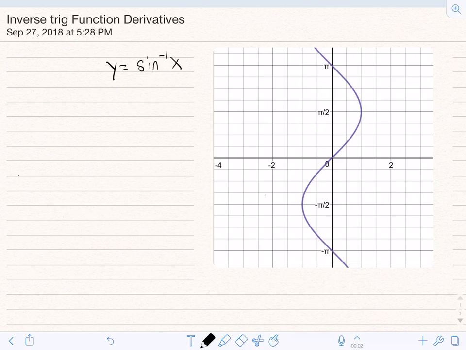We do know the derivative of sine of x, which is cosine of x. So what we can do is rewrite this equation as x equals sine of y. And just to give you an explanation of what's actually happening here, this is the actual graph itself.